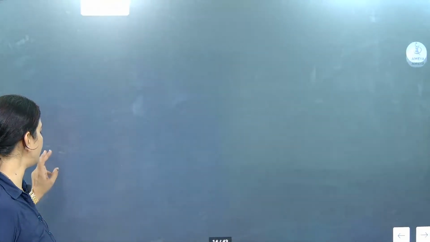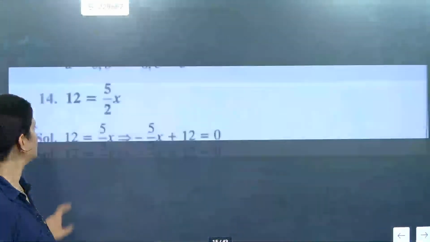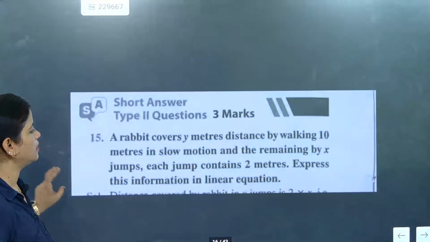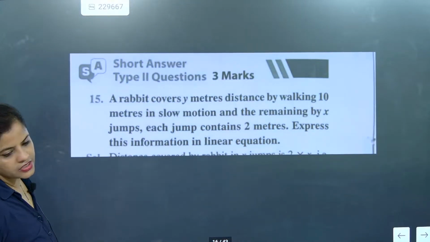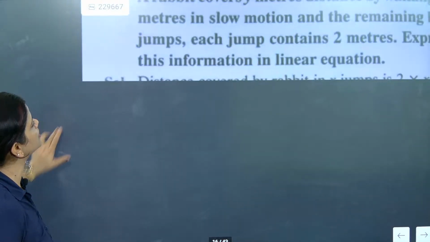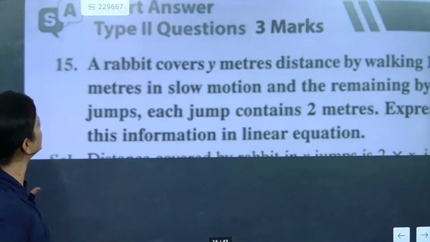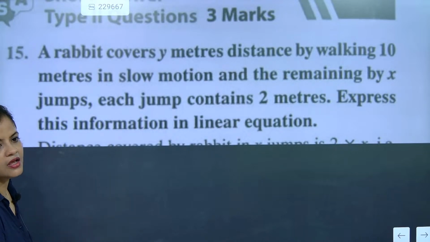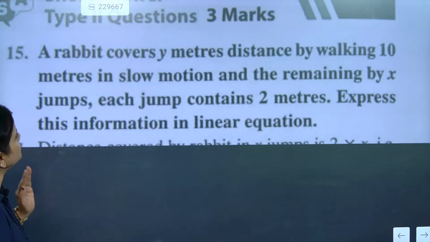These questions you will be able to handle now very easily. Already we have done. This is a short question and we will be solving this question. Now the question, I'm showing it on screen. Can you read the question below? We have to form a linear equation. Yes, but first read the question.